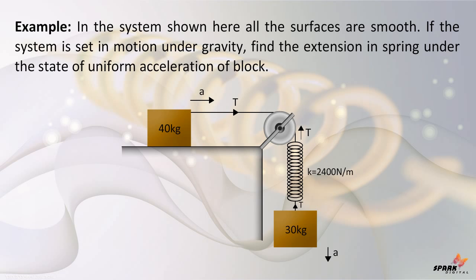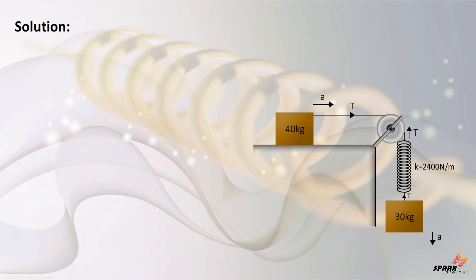Example. In the system shown here, all the surfaces are smooth. If the system is set in motion under gravity, find the extension in a spring under the state of uniform acceleration of block. Solution. Block of mass 30 kg has a weight of 30g. So, it will experience a tension in upward direction. As a result of this, there would be elongation in the spring. Suppose elongation is x.